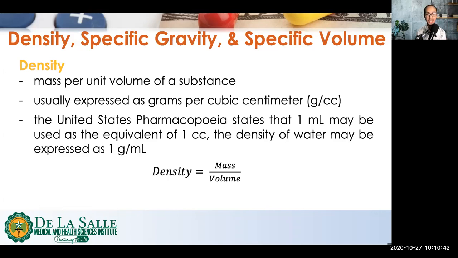No, and so that's what differentiates density from specific gravity. Okay, density has a unit and the unit should always be specified. Okay, because the numerical value of density varies with the unit that you use in expressing the density of any material. Okay, and so take note of that.